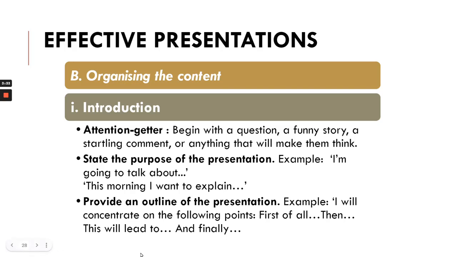Next, you can state the purpose of the presentation. For example, you can use words like today I'm going to talk about, or this morning I want to explain about. So these kind of phrases will actually get the focus of your audience, and they will know that that is the topic that you want to talk about in your presentation. And next, provide an outline of the presentation. For example, I will concentrate on the following points. First of all, then, this will lead to, and finally. So these are what we call transitional markers.